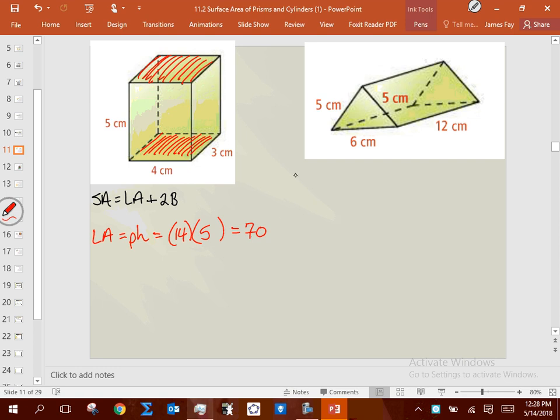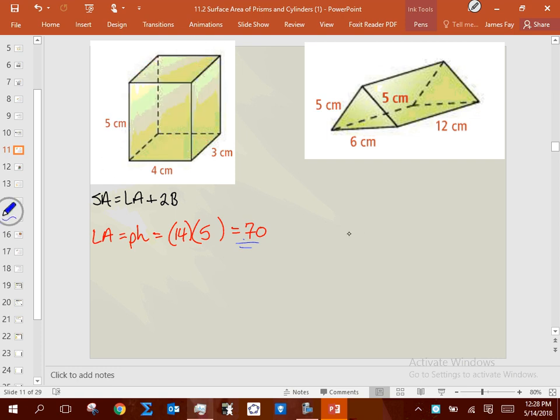70, right? Okay. And what that 70 represents, guys, is that blue rectangle plus that blue rectangle facing you, plus this one over here on the left, plus then the one in the back, right? And that's a lot quicker to use P times H than to individually find those 4 areas and add them together, right? Okay.